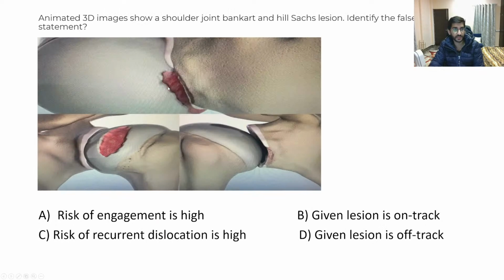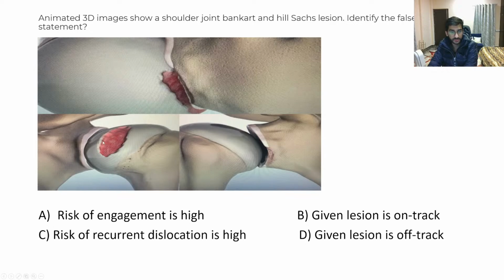Moving on to the next question, an animated 3D image showing the shoulder joint. This is the Hill-Sachs defect within the posterior superior quadrant of the humeral head, and this is the Bankart defect, Bankart lesion.